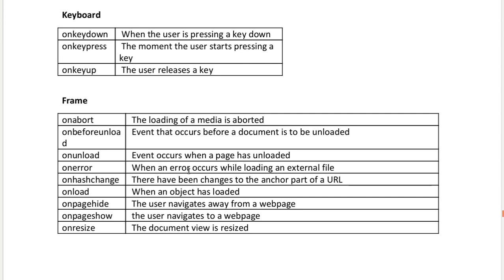On error: when an error occurs while loading an external file. On hash change: there has been a change to the anchor part of a URL. On load: when an object has loaded. On page hide: the user navigates away from a web page. On page show: the user navigates to a web page. On resize: the document view is resized.